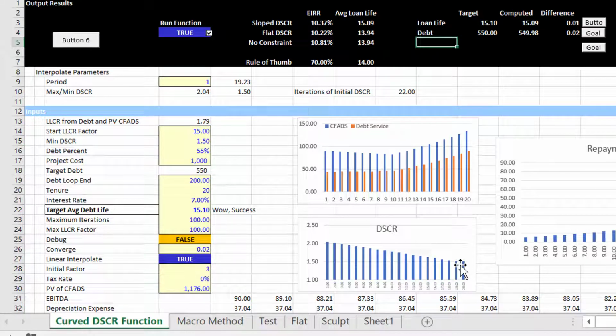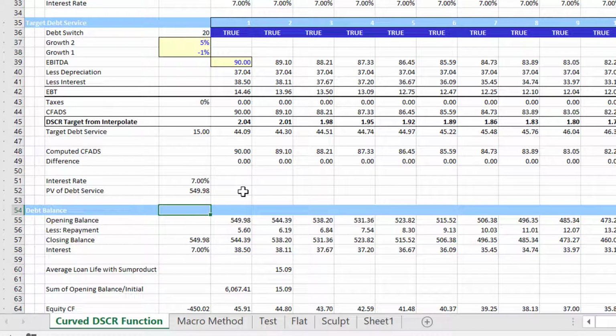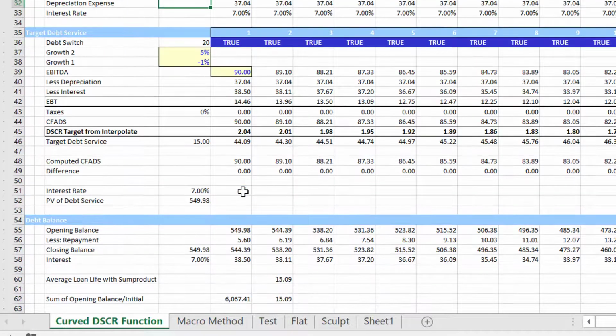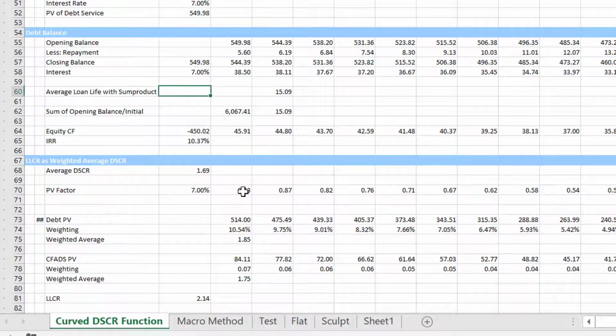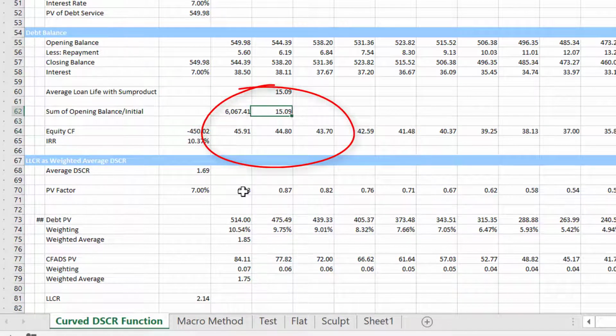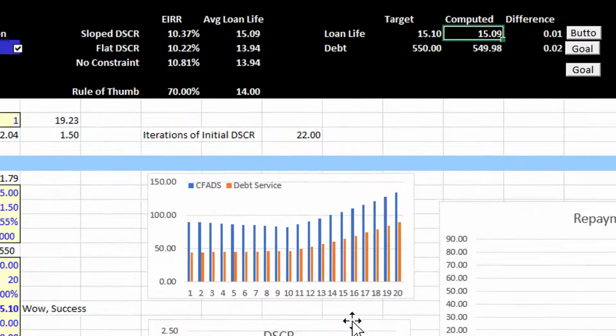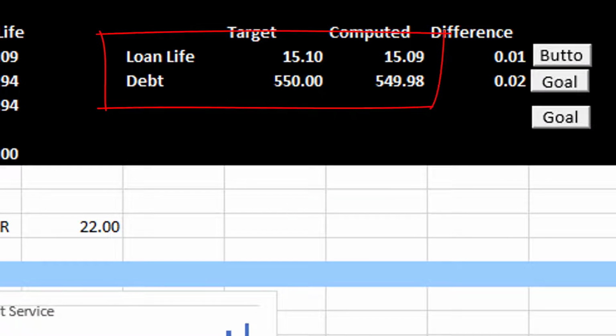So we sculpt with these curved DSCRs, we get this amount of debt. And how do we know that we shouldn't have made the slope steeper or started here and made a curved DSCR or whatever? The reason is the curvature is defined by the debt life. And right now in this scenario, I hope that the debt life is 15.09. Oh, I'm sorry, I missed it by a tiny little bit because there's a little bit of iteration going on here.